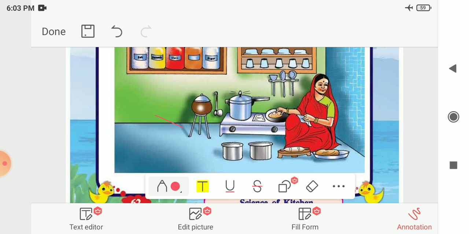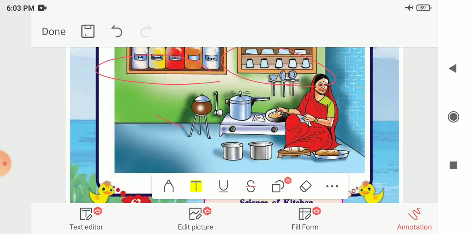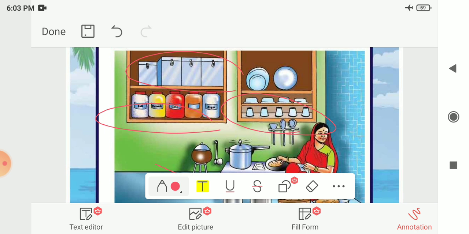a pot of water is also there. Then some vessels are also there, like glasses, bowls and plates. You can see different containers here. They contain some spices, and also salt and sugar. Above that, other containers are also there. They may contain flour or cereals and different pulses. So this is the picture of the kitchen.